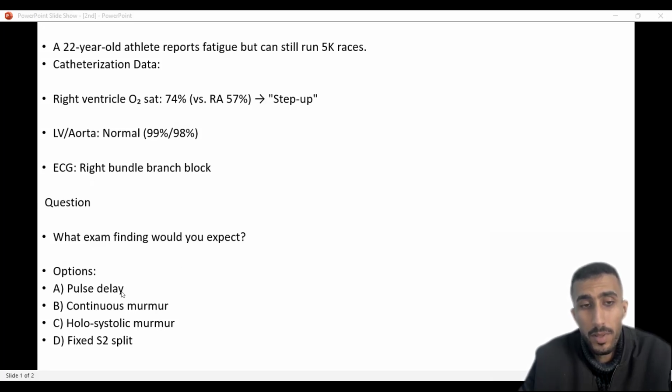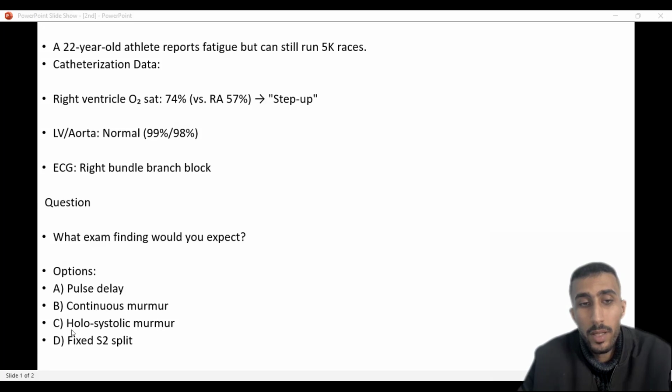Our first option is a pulse delay. It's a wrong answer. It refers to coarctation of the aorta, which does not include any step up or down of oxygen saturation in the heart. Second option is continuous murmur. This is the murmur of the patent ductus arteriosus. It includes a step up of oxygen saturation, but between the pulmonary artery and the right ventricle.